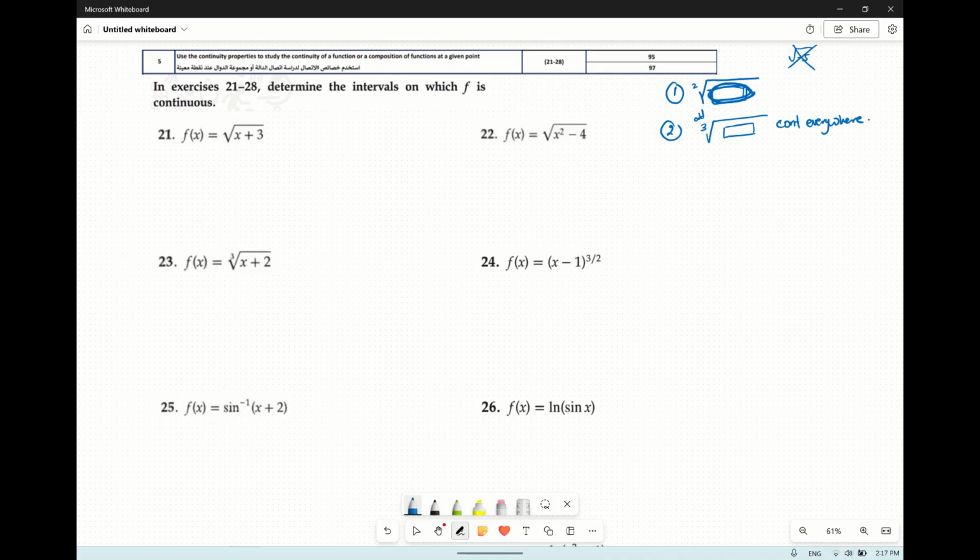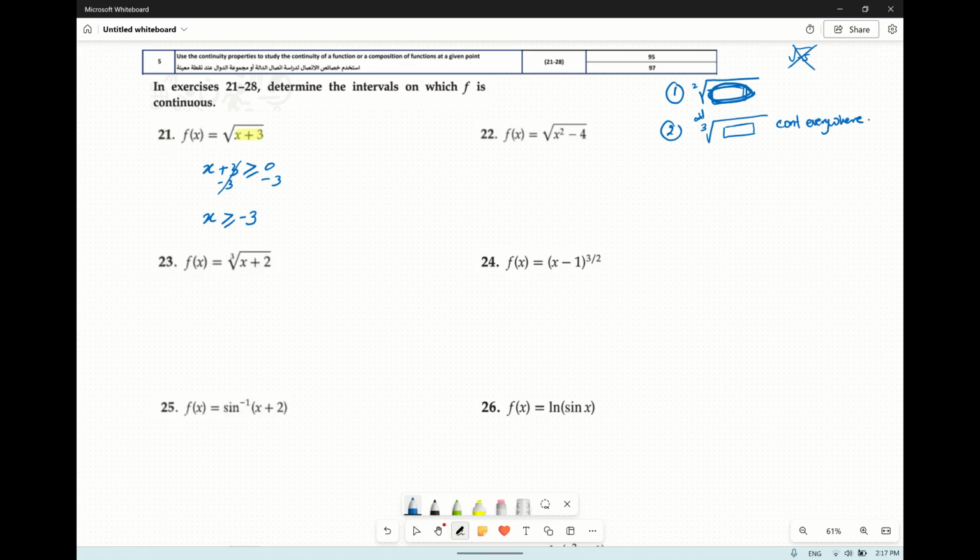Starting with question 21, I have a square root of x plus 3. So again, I need to know when is the inside of the root positive. Now I will say x plus 3 should be more than or equal to 0. So this is a linear equation, so I can solve this. I can subtract 3 both sides. 3 minus 3 will cancel. So x is more than or equal to minus 3.